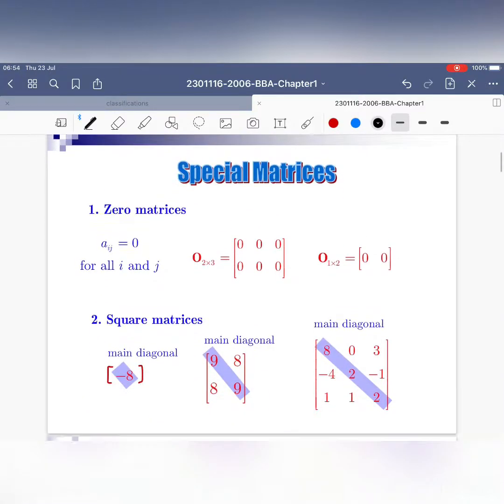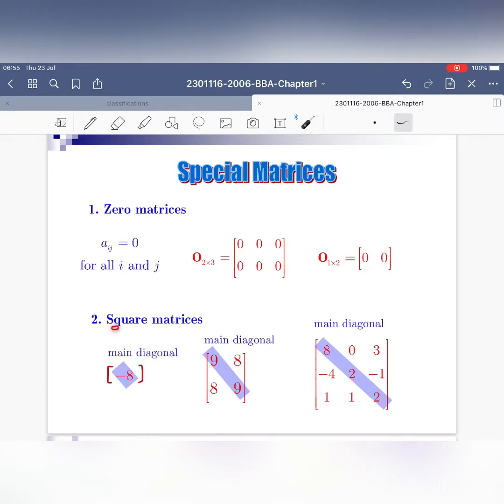There are special matrices. For example, the first one: if all the elements are 0, we call it a zero matrix. It means that all of the aij equal 0, and it can be of any size or order. For example, this one has 2 rows and 3 columns, so the first row and the second row, and the first, second, and third columns are all 0. This one is a zero matrix of size 1 by 2, so you have only one row and two columns, but both of them are zero.